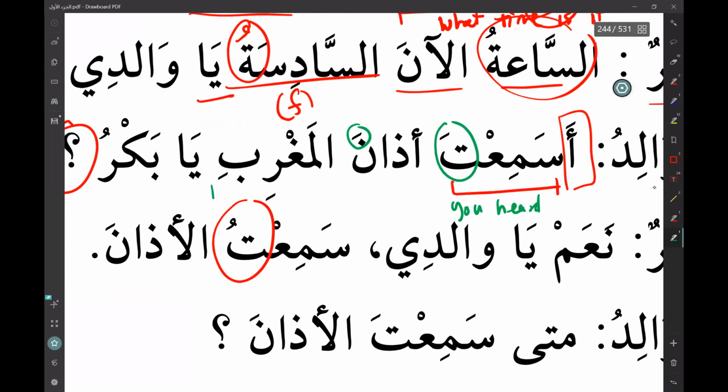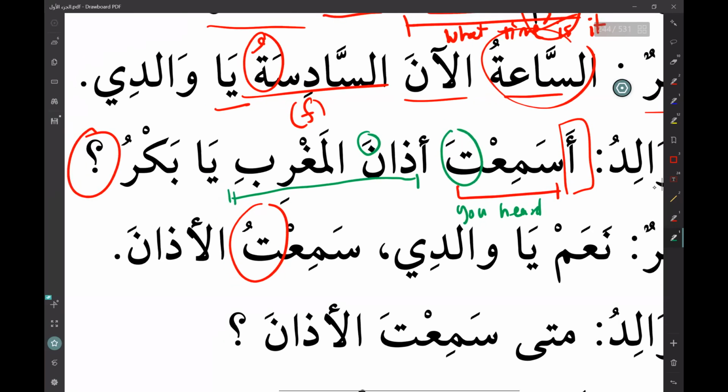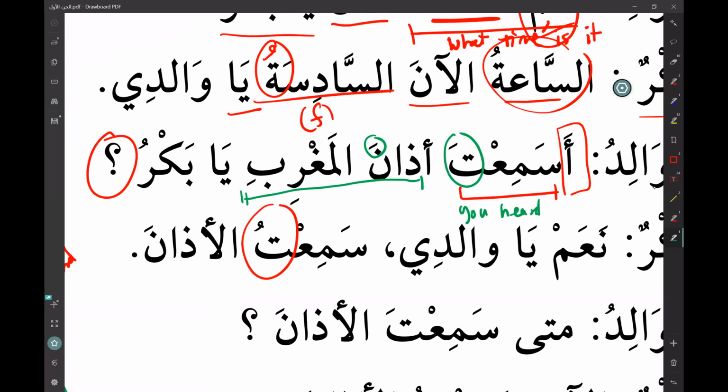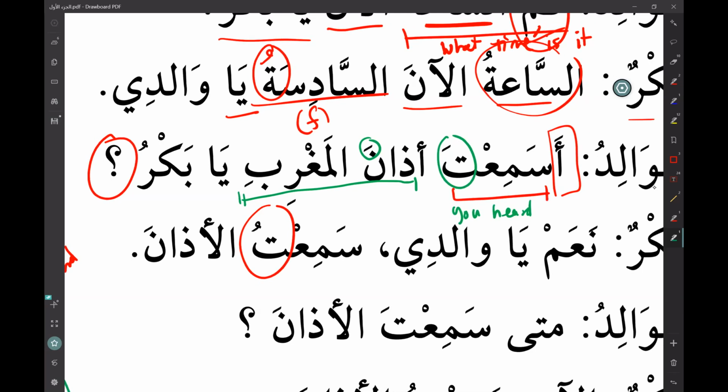Then the question is, why do we have a kasra here? Al-Maghrib. I'm pretty sure you should be able to recognize this. Yes, this is an idafa. You understand? So adhanul Maghrib, the adhan of the Maghrib prayer. Okay, so inshallah, we talked about idafa quite much in this book, so I'm pretty sure this is easy for you to understand.